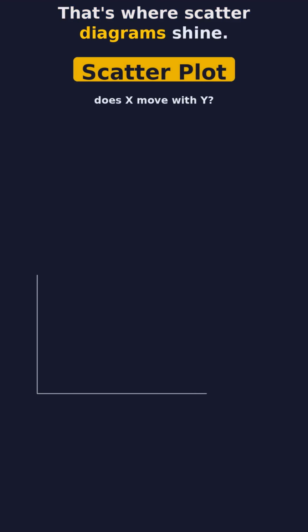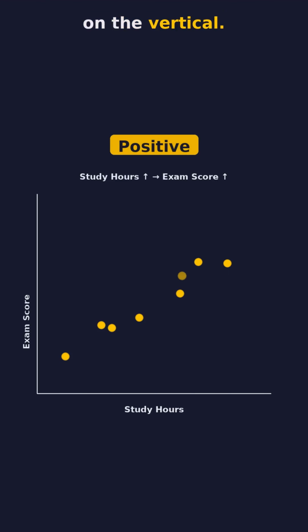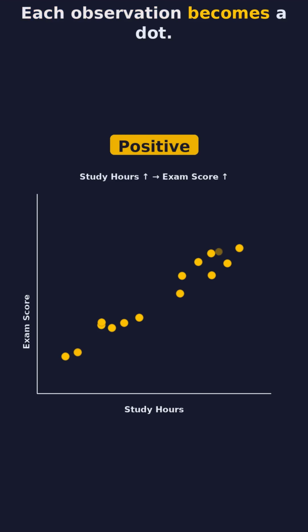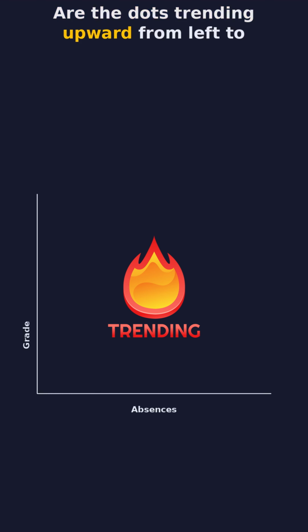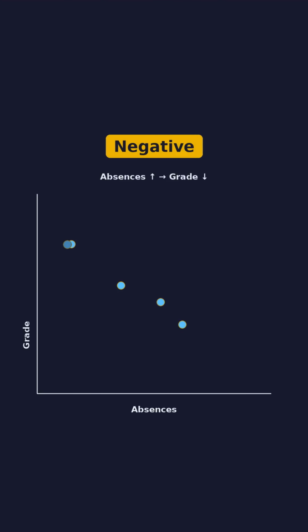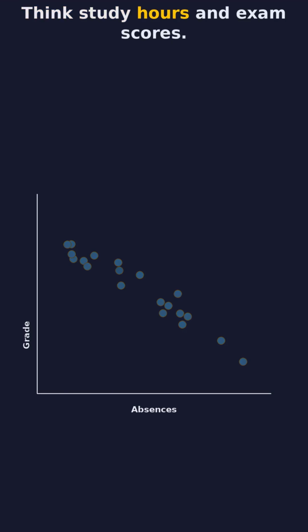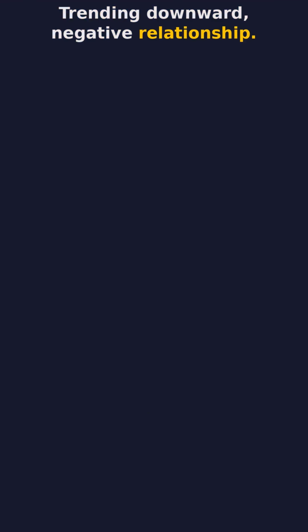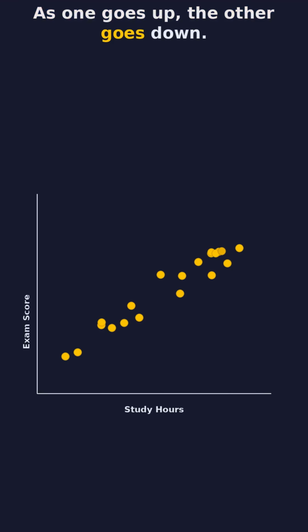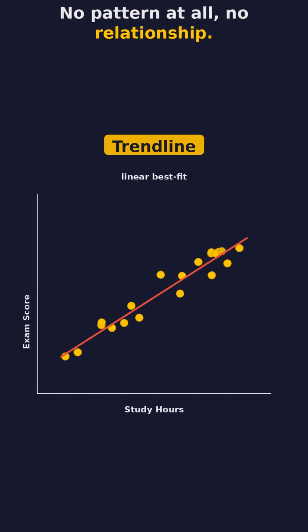What about the relationship between 2 quantitative variables? That's where scatter diagrams shine. Plot one variable on the horizontal axis, one on the vertical. Each observation becomes a dot. Now step back and look. Are the dots trending upward from left to right? That's a positive relationship. As one variable increases, so does the other. Think study hours and exam scores. Trending downward, negative relationship. As one goes up, the other goes down. Think absences and grades. No pattern at all, no relationship.